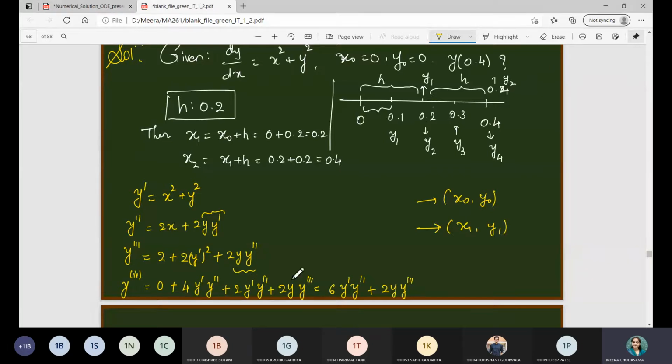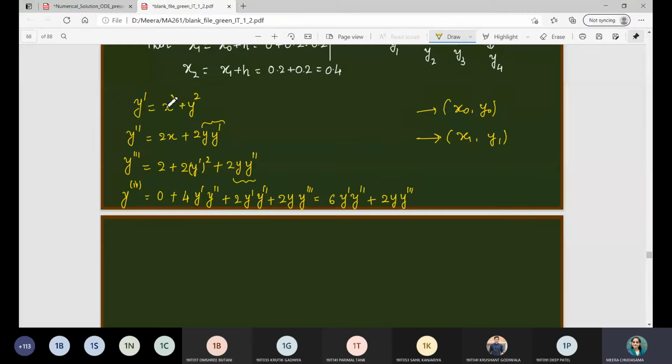So now we will find out these four derivative values at x0 and y0, right? So now we are starting with the first iteration. Iteration 1.